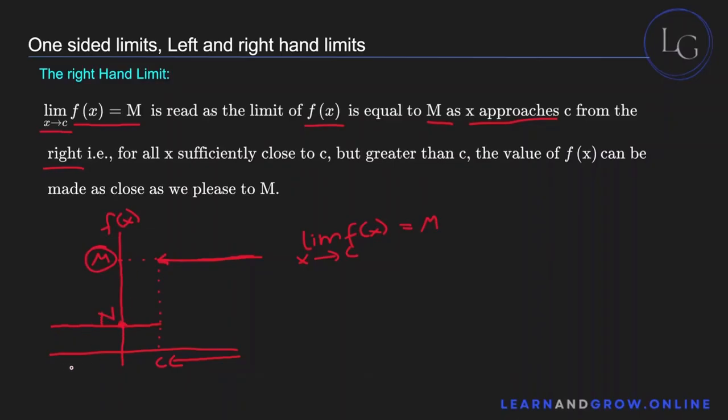But if you approach c from the left hand side, it approaches n, because you cannot approach m from the left hand side since the function does not exist over here. And you cannot approach n from the right hand side because it does not exist over here. So this is how left hand and right handed limits work.